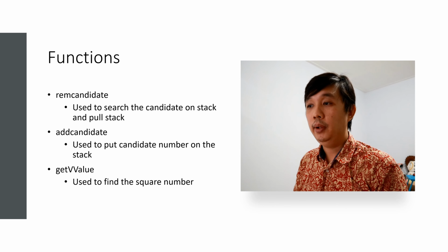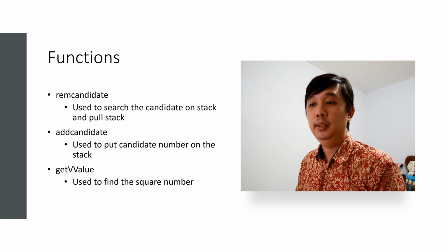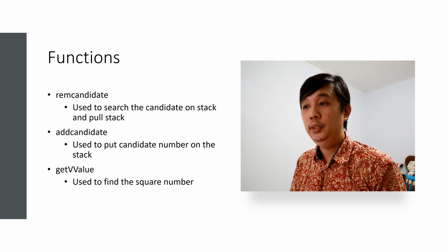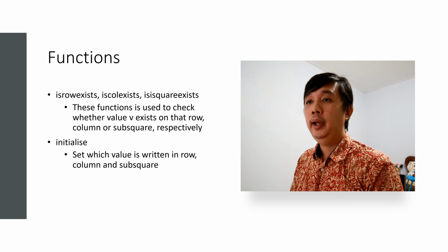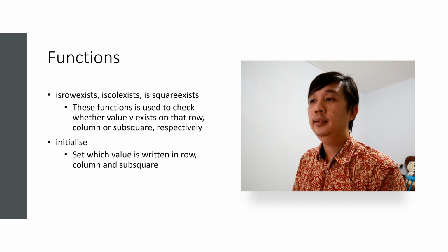If you have a sub-square, for example, I have row number 3 and column number 7. What is the sub-square number? I will just get the v value. And I have said before, we have a row, column, and square data.